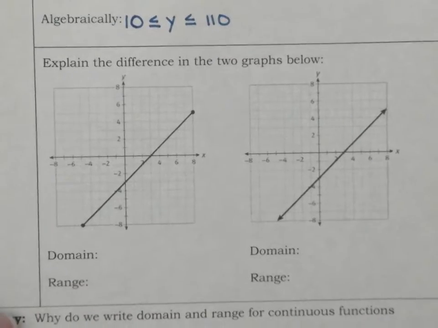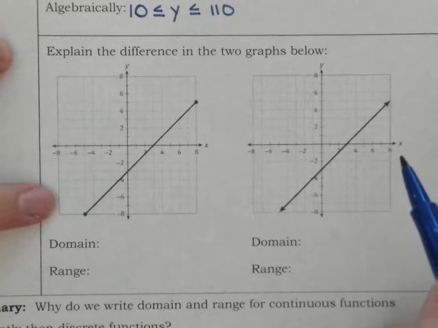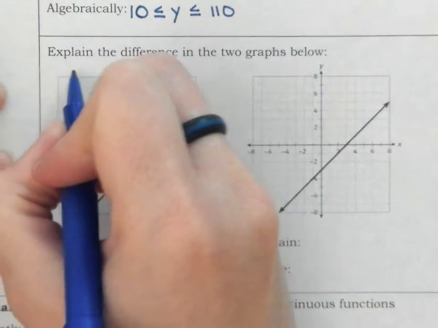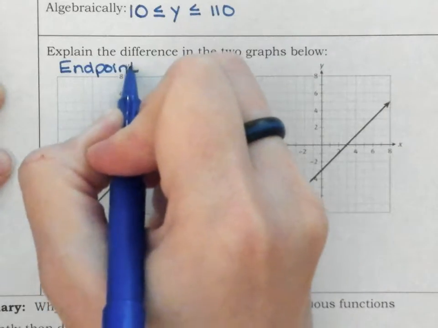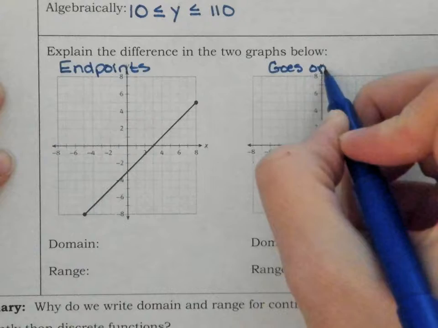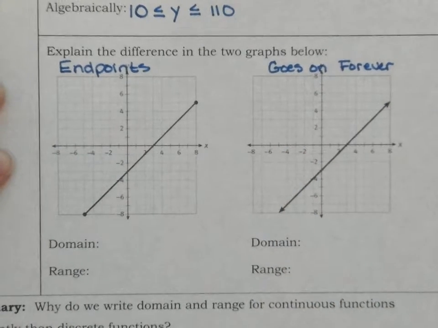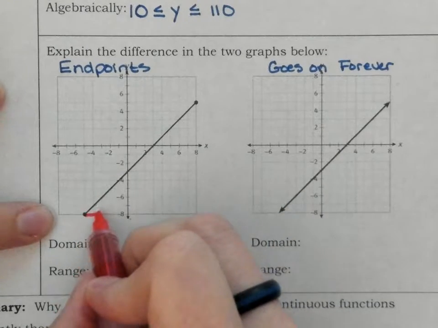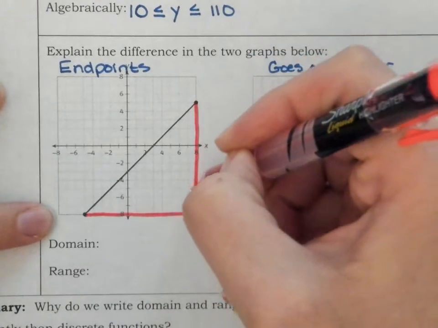All right, we're going to look at a couple different graphs here. They look similar, but they have a difference. And the difference here is that this graph has endpoints. And this graph goes on forever. And so when I have endpoints, I want to box it in so I can see where does it start and where does it end.